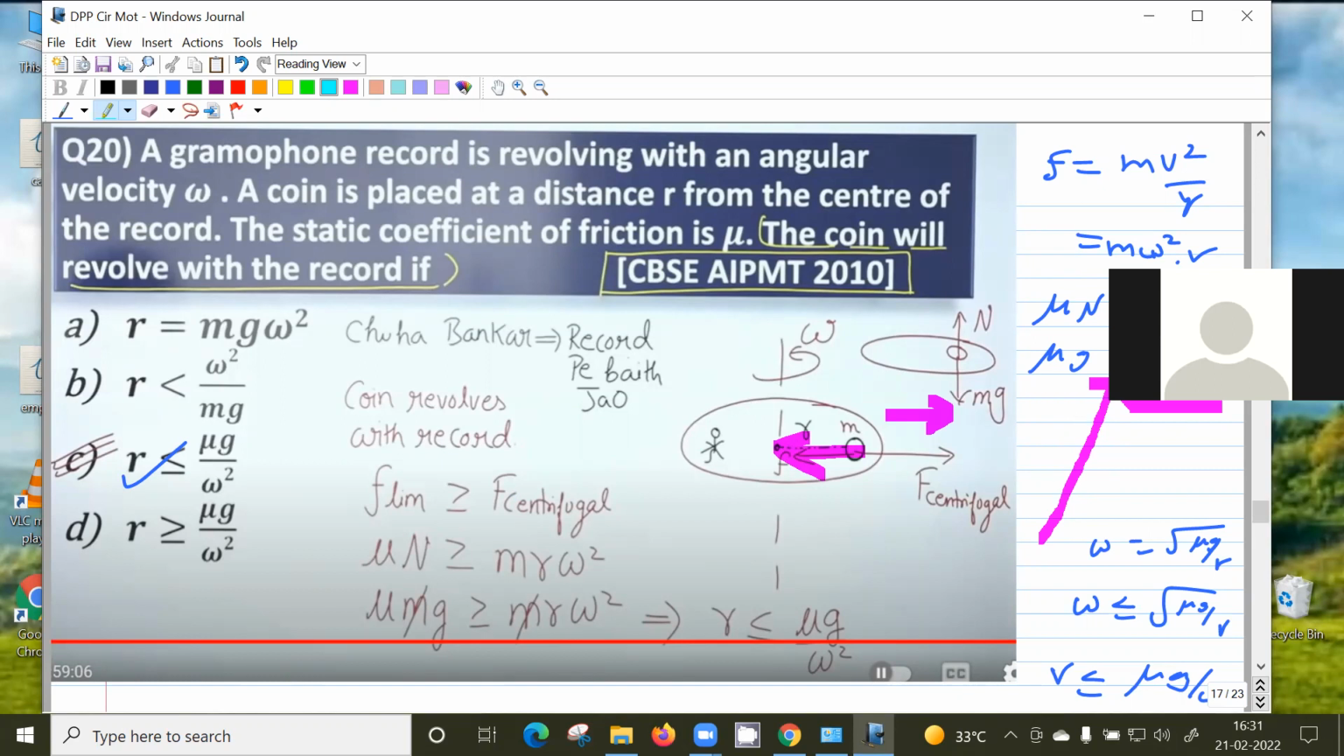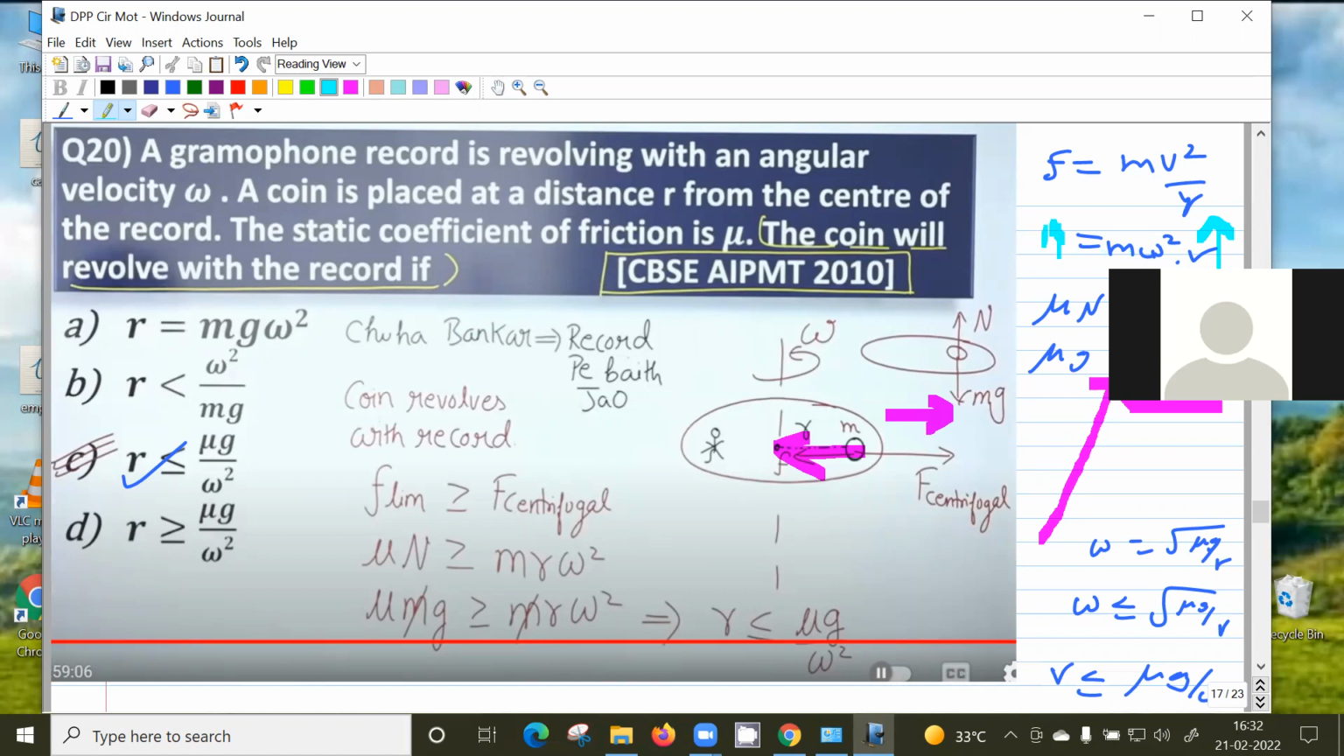What is the difference between this and omega square r? There is only one force acting on this coin, right? This is the friction force. Okay, and this friction force is a variable force. And this is m omega square r, right? So suppose if omega is constant, and r keeps on increasing, the friction force will keep on increasing, right?